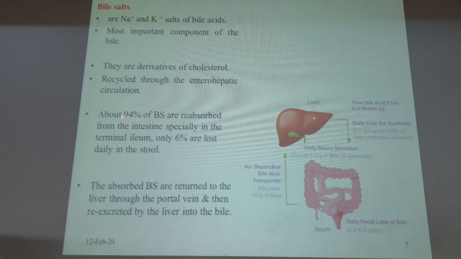More than 94%, the additional 96% is reabsorbed, especially in the terminal ileum, but part of it in the duodenum. Only 6% are lost in the stool.